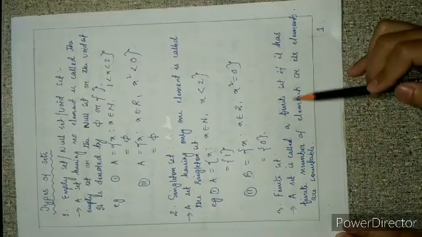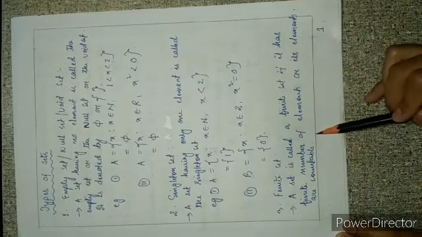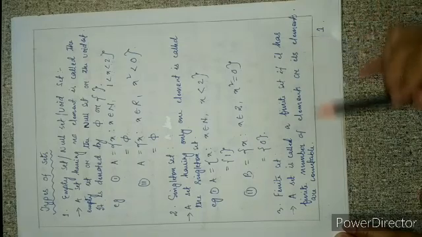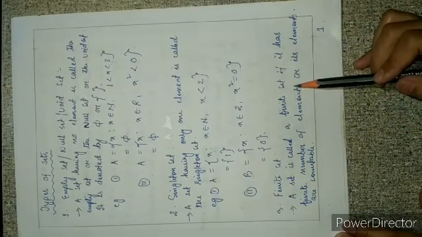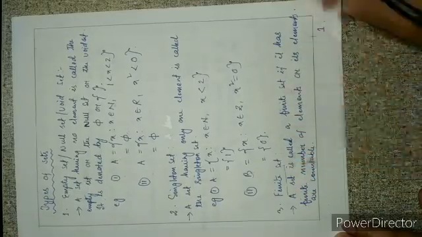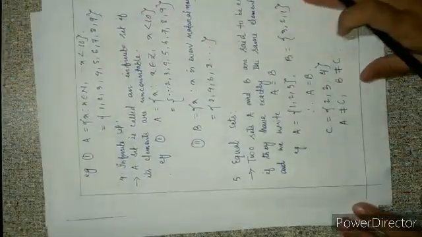Next, number 3, finite set. A set is called a finite set if it has a finite number of elements or its elements are countable. Finite set means the elements are countable. A set is called finite set if elements are countable.